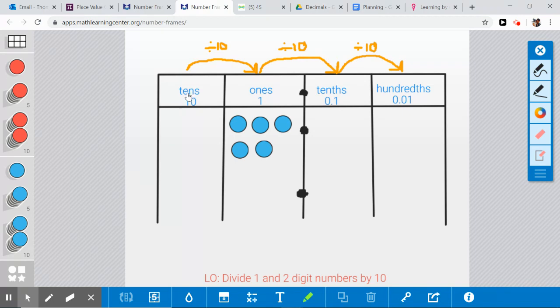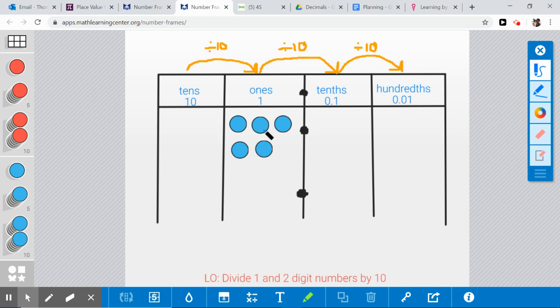So here we've got tens. Then we get 10 times smaller to 1, tenths, hundredths, and then thousandths, and then tens of thousandths. It's really hard to say. But we're just going to concentrate on these 4 today: the tens, the ones, the tenths, and the hundredths. So we're going to be dividing by 10. So every time we want to divide a number by 10, we move everything one place to the right on our place value column.